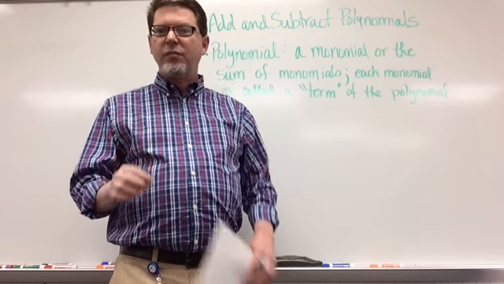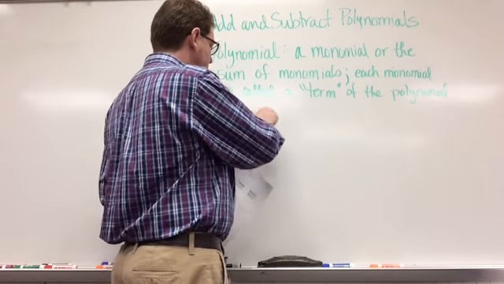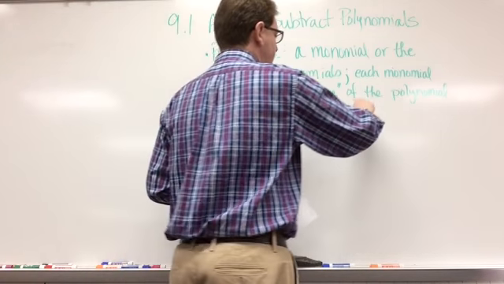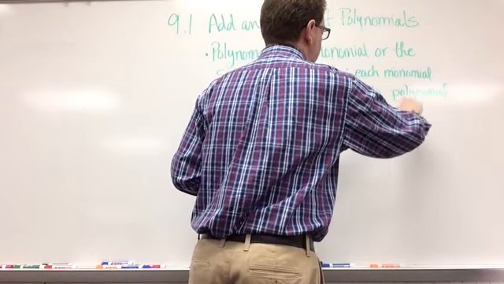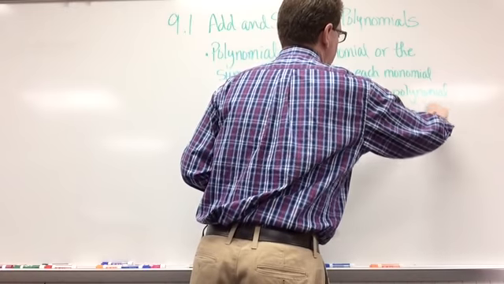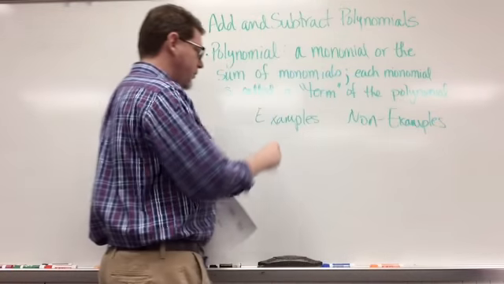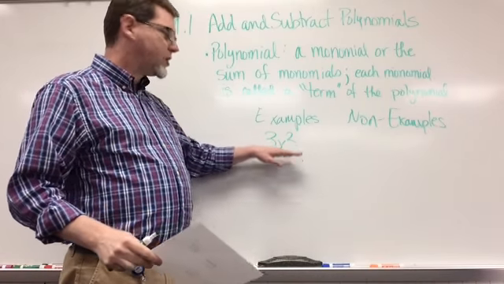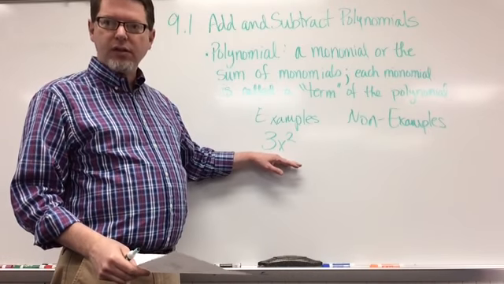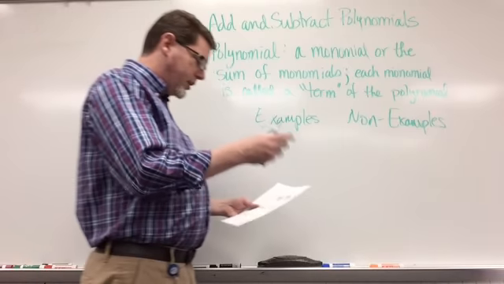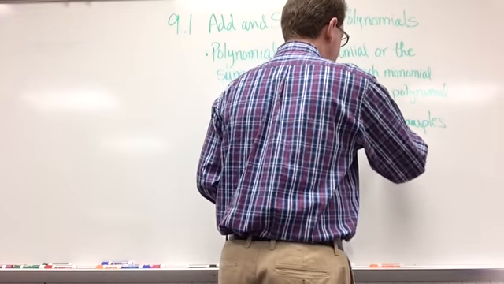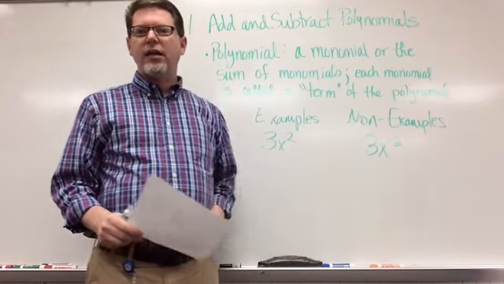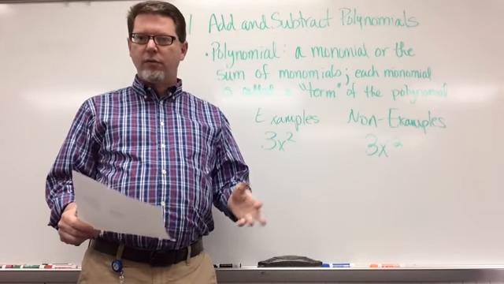So let's look at some examples of polynomials. I'm going to do some examples and some non-examples. So one example might be 3x squared. That is a monomial, so it could also be considered a polynomial. One that is not would be 3x to the negative 2. Because I have a negative exponent, it is not a monomial, so it can't be a polynomial.